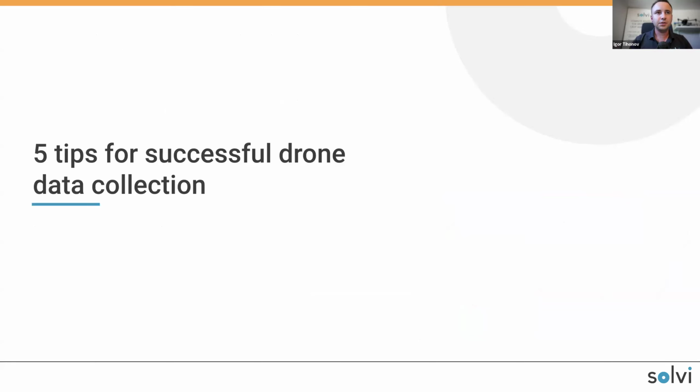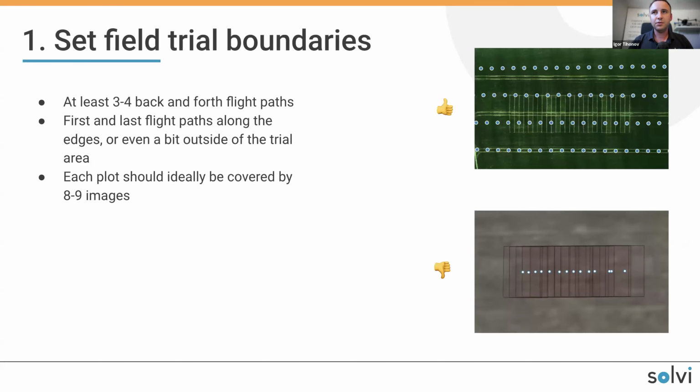So now I'd like to share a few tips on how to successfully collect drone imagery so that you provide quality input for the analytics. Number one, set the field boundaries for your flight correctly. This sounds pretty obvious, but again, we process so much data, and we quite often see flights like the one in the bottom right here, where a user flies just a single flight path with good overlap, like in this specific case.